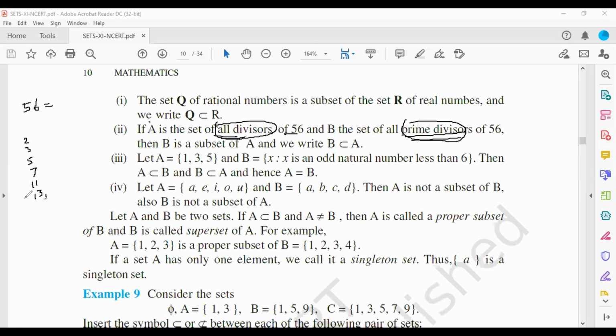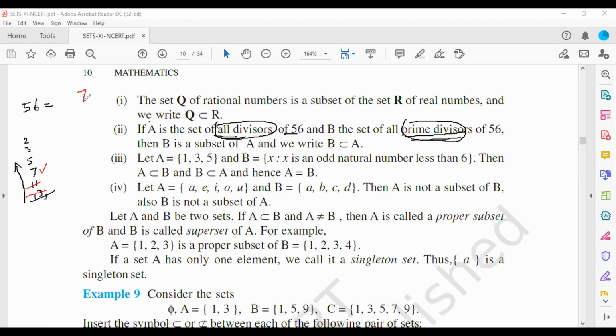Now go in descending order of prime numbers, not in ascending order. 13, does it divide 56? Definitely no. So 11, does it divide? No. 7, does it divide? Yes. Choose it.